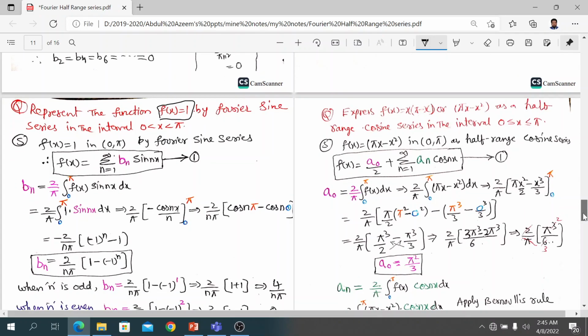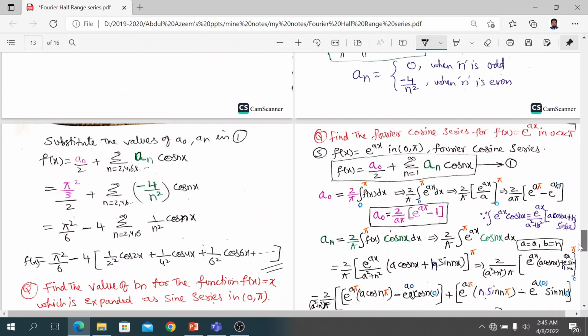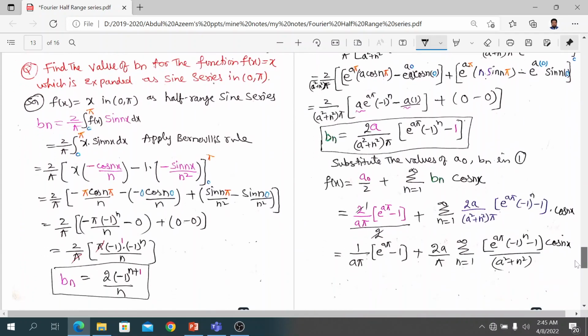Now next question. Find the value of bn for the function f of x is equal to x in sine series. So sine series means we should find bn value. Bn is 2 by pi integration 0 to pi f of x sine nx. What is f of x? x sine nx. Now apply Bernoulli's rule.